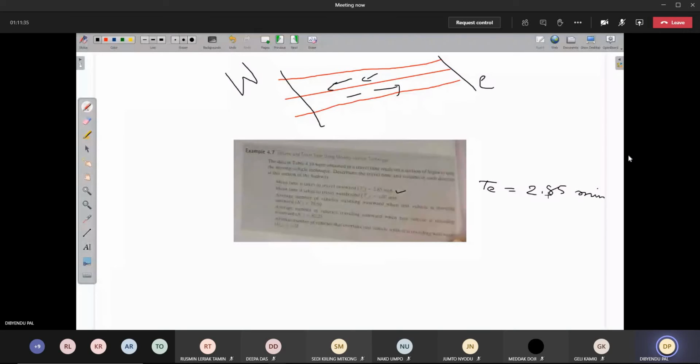Next, mean time it takes to travel in the westward direction or westbound, how much is that given as? That is given as 3.07 minutes. So again 8 runs were done, and the average time of all these 8 runs is given here. Now, average number of vehicles traveling westward when the test vehicle is traveling eastward.